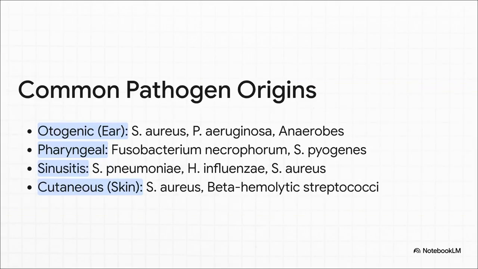Now, here's a really key insight. These infections often don't just appear out of nowhere. They tend to spread from a nearby source. So if the infection is coming from the ear, you might be thinking about bugs like S. aureus or Pseudomonas. If it's coming from the throat, you're thinking more about anaerobes like Fusobacterium necrophorum. Figuring out where it started is a huge clue for picking the right initial antibiotic.